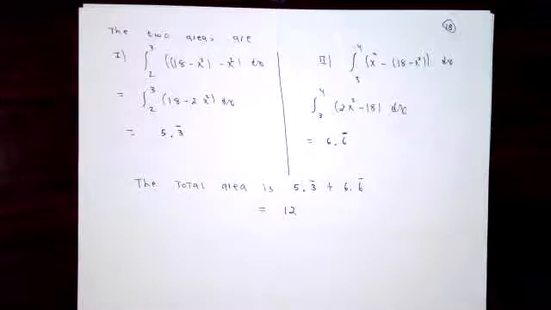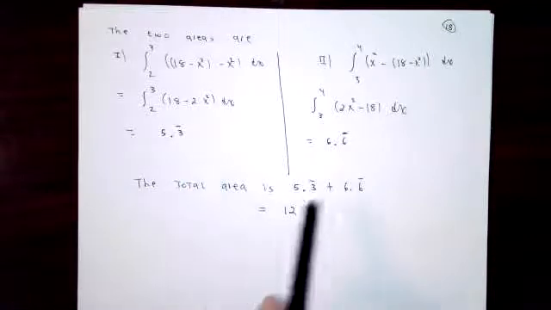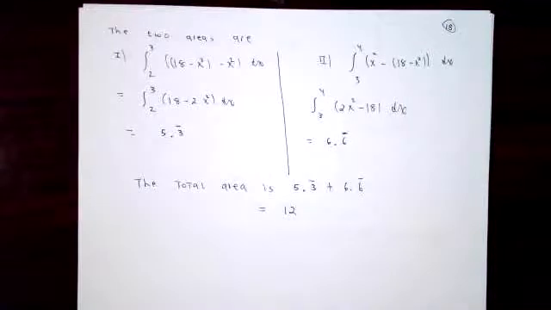A comment here, areas are not negative. If I were to make some mistakes here about which limits of integration I were going to put in, I might very well end up with a negative answer for one of them. That would tell me I've made a mistake someplace. Areas are not negative. The area of the first chunk plus the area of the second chunk adds up to be 12. The area between the 2 curves, starting at x equal 2 and ending at x equal 4, is 12 square units.